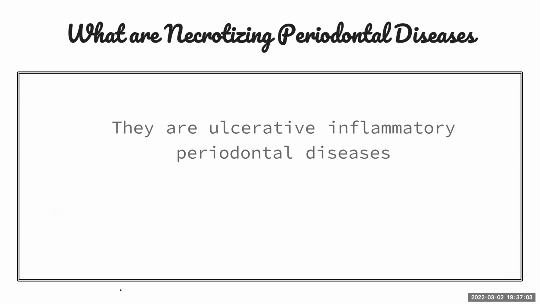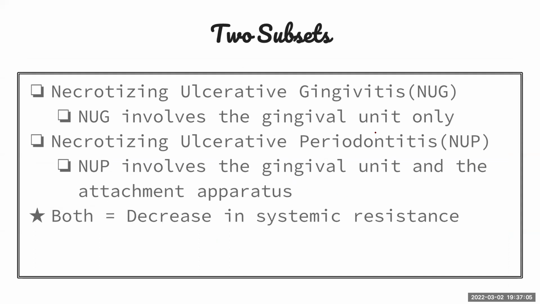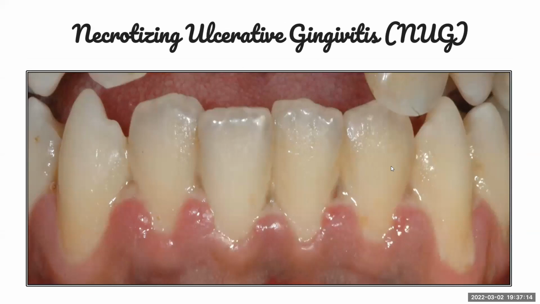Okay, they're ulcerative inflammatory periodontal diseases. You've got your NUG and your NUP. Both have decrease in systemic resistance. Necrotizing ulcerative gingivitis. We've got kind of like a pseudo membrane here of dead tissue. You can see the swollen, punched out gingiva. Sometimes there's odor. There's always pain.